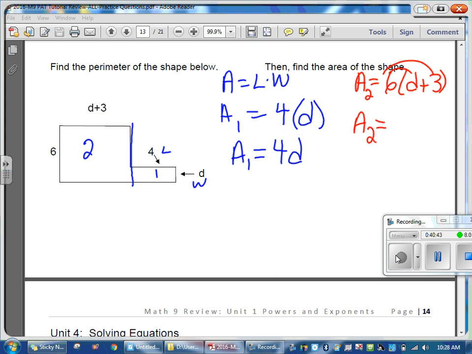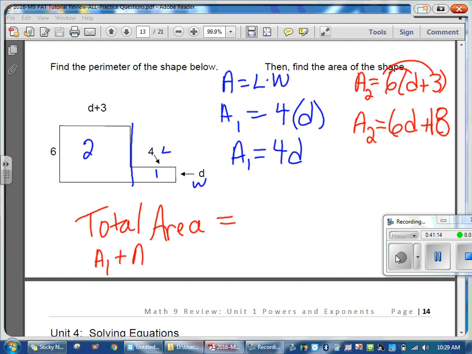Okay, last step. Always add both areas together. You need the area of both objects. So the total area is going to be area of 1 plus area of rectangle 2. So area of rectangle 1 is 4d. Okay? Plus rectangle 2, which is 6d plus 18.